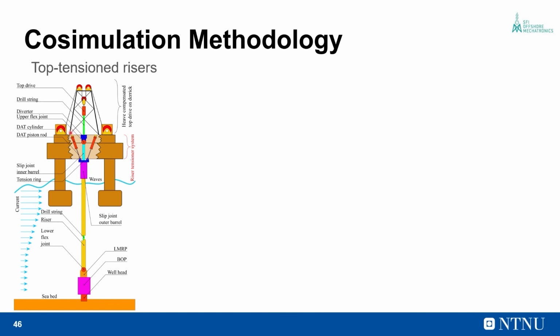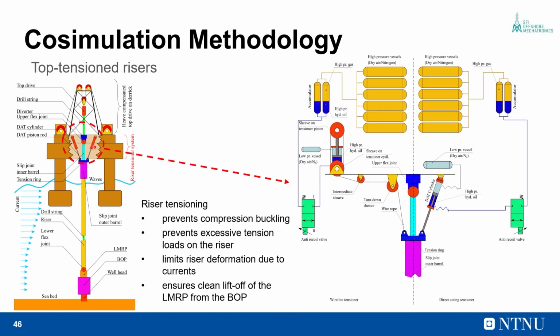And the arrangement for the tensioner cylinders is shown in this figure, where there are two systems that are generally used. One is called the direct acting tensioner, where the hydraulic fluid is fed into one side of the tensioning cylinder, which is attached to the tension ring on the riser. And in the other case, we again have a hydraulic cylinder arrangement, but it's not directly attached to the tension ring. Instead, we use a wire rope to attach it to the tension ring.